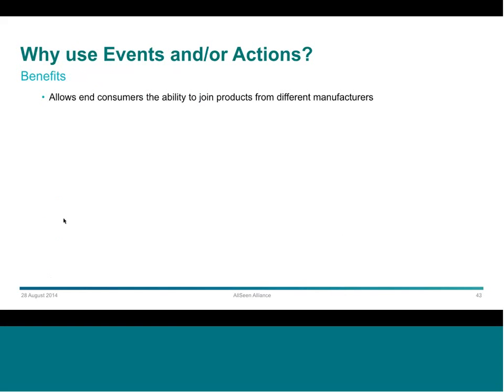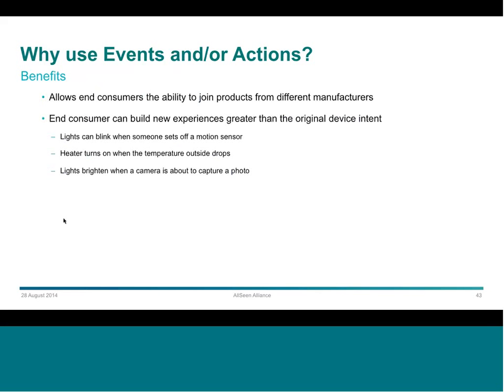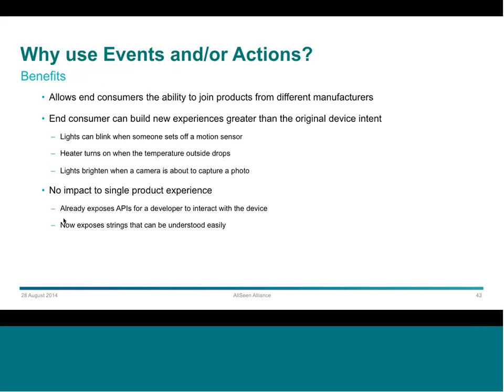The benefit of using events and actions is that as an end consumer, you can link different products together quite easily. You get to build these sentences. When the motion sensor goes off, the lights outside blink. When the temperature outside drops, the heater turns on. So you can build these different sentences, and it's very neat. There's no impact to your product. All you do is add these descriptions, and now you get the ability for someone to link them together.